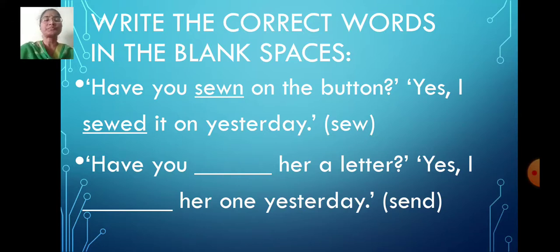Clear? Now repeat after me. Have you sewn on the button? Yes, I sewed it on yesterday.